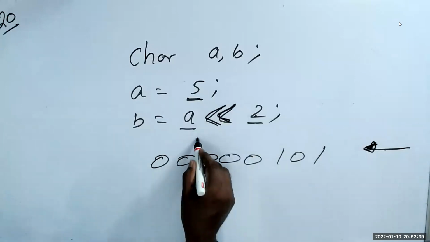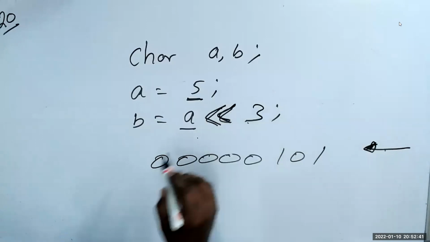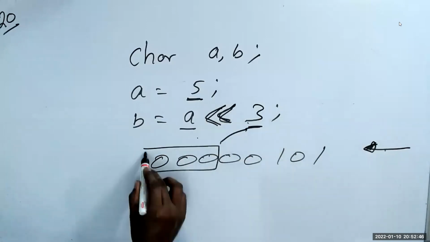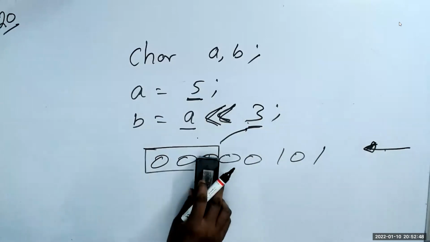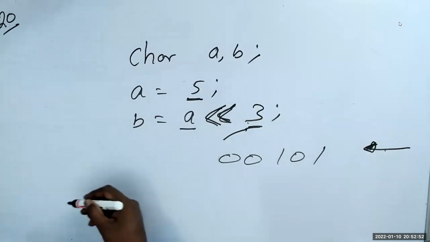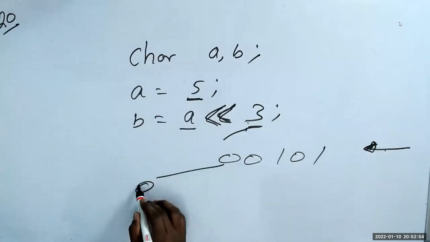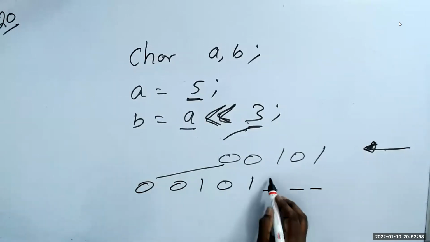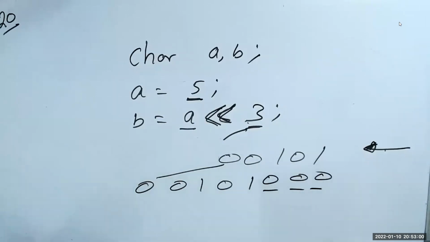So these 2 are gone, now let's put 3. Since 3 times you're pushing, the 3 will be gone. You can remove that. But you are pushed, so this has come here. But these 3 become vacant. You add zeros. That's it. This is called left shift. Shifting is nothing but you are pushing.